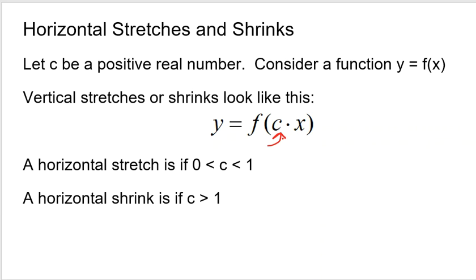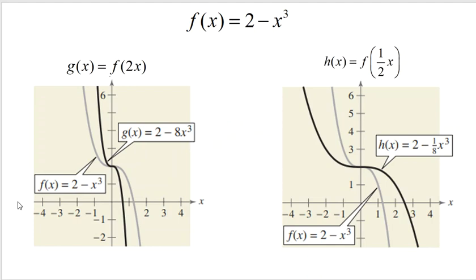If your C value is greater than 1, such as 2, 4, 7, 1.1, 1.5, whatever, anything greater than 1, that's where you're going to get a horizontal shrink, which is going to take the left side and the right side of the graph and squeeze them together. Okay, let's take a look at that as well.